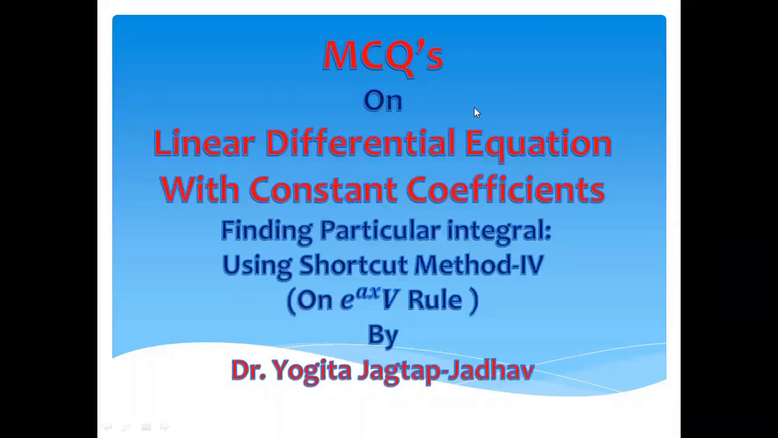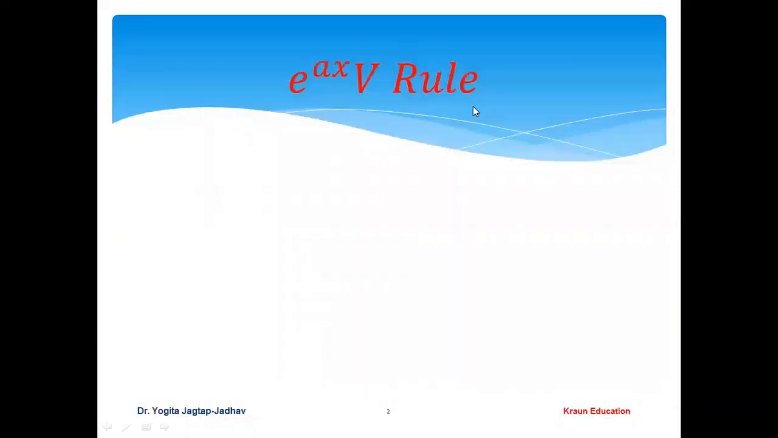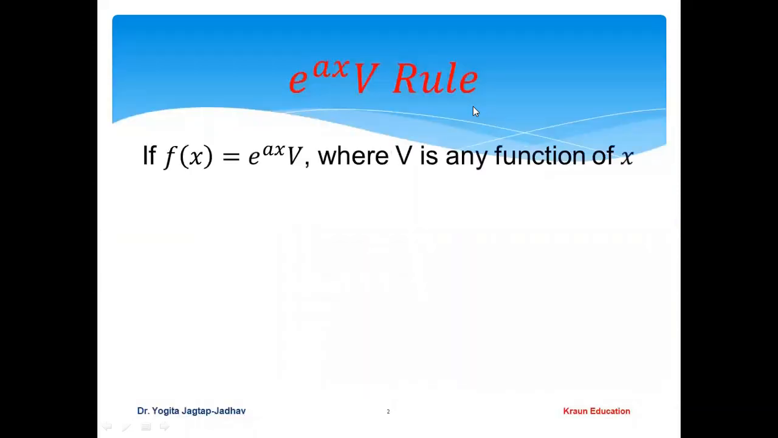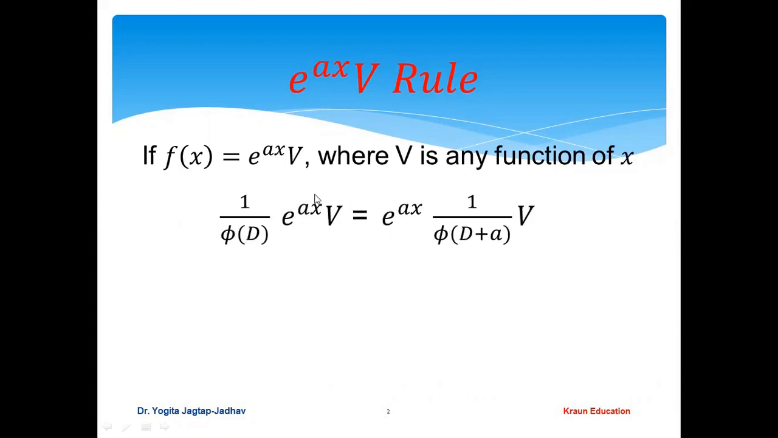In this lecture, we will focus on finding particular integral by using the e raised to ax into v rule. Now, what is exactly the e raised to ax into v rule? Let us see. If we have f of x equal to e raised to ax into v, where v is any function of x, then according to the e raised to ax into v rule, we have to take e raised to ax common, and in the same step, we have to replace d by d plus a.